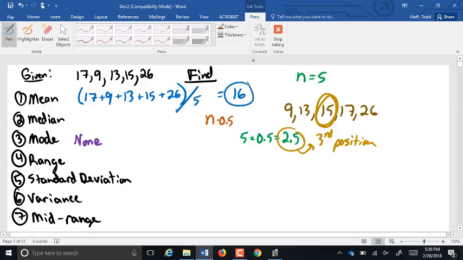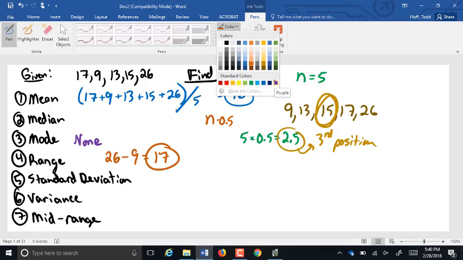Range, how do we do the range? Max minus min, biggest minus smallest. 26 minus 9 is a range of 17.